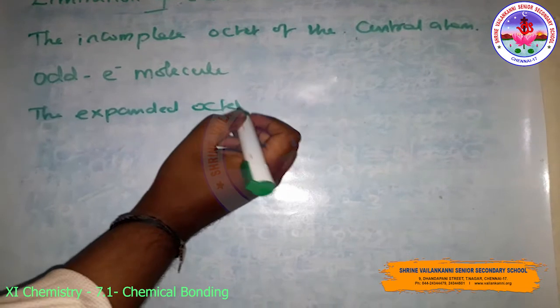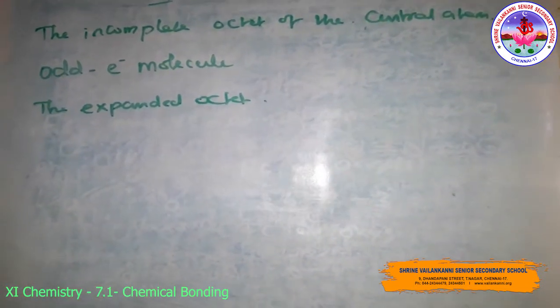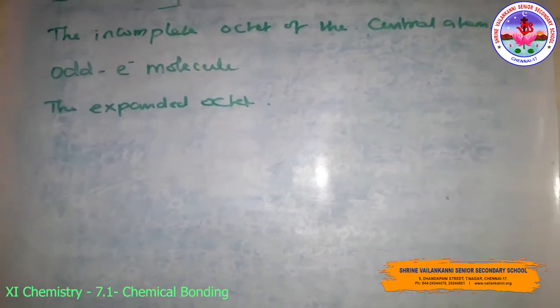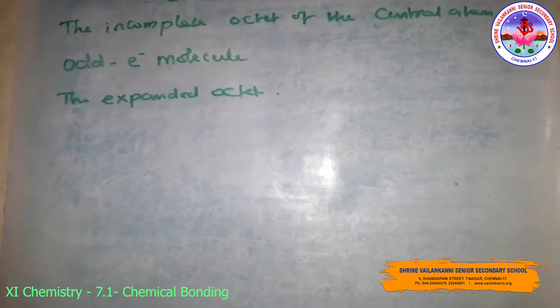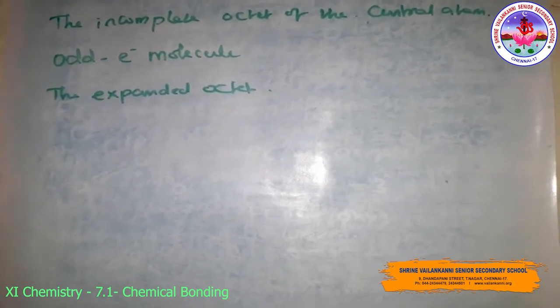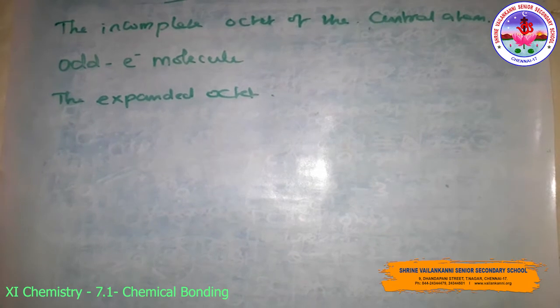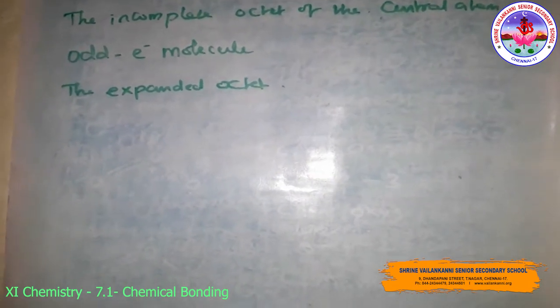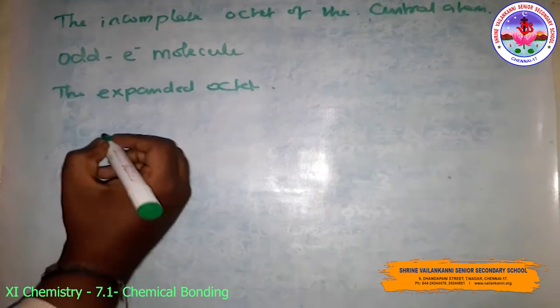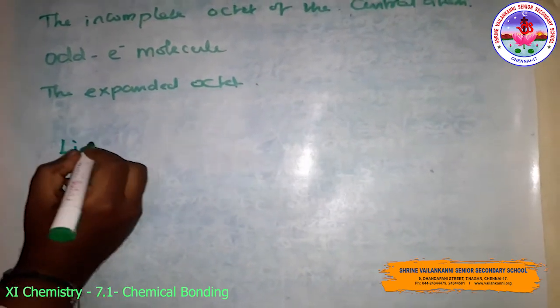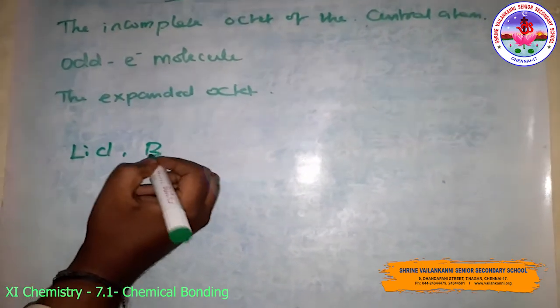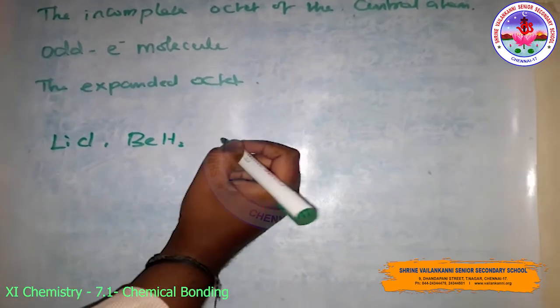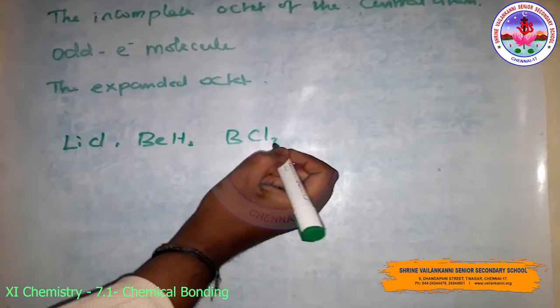So these three types. First we will see the incomplete octet of the central atom. In some compounds, the number of electrons surrounding the central atom is less than 8. This is especially the case for elements having fewer than 4 valence electrons, for example lithium chloride, beryllium hydride, and boron trichloride.